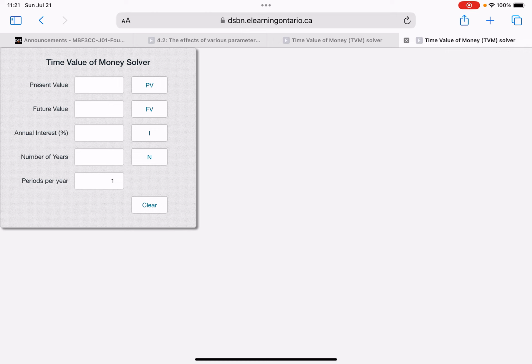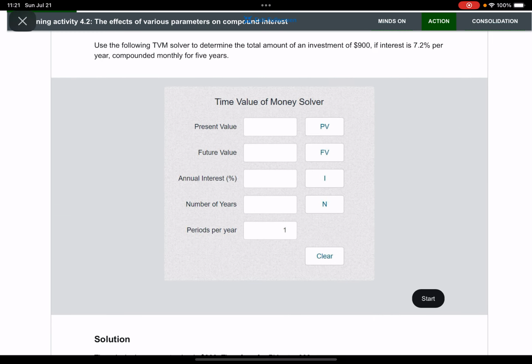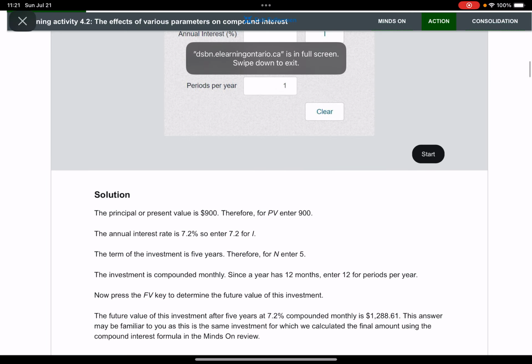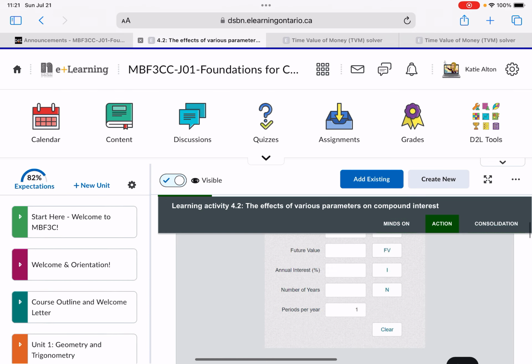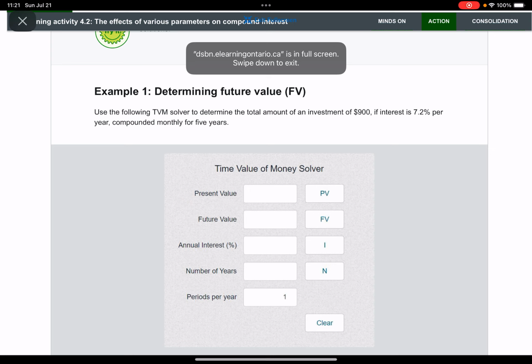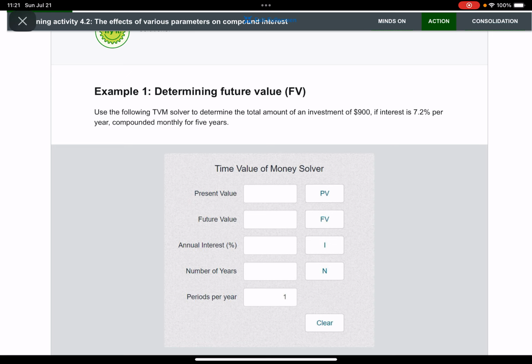Okay, so if we go back, let's say we're trying to do a solution. Let me pull up even this first example. It says use the following TVM solver to determine the total amount of an investment of $900. Interest is 7.2% per year, compounded monthly for 5 years. Okay, so lots going on there. It's asking you to determine the total amount with an initial amount of $900 invested.